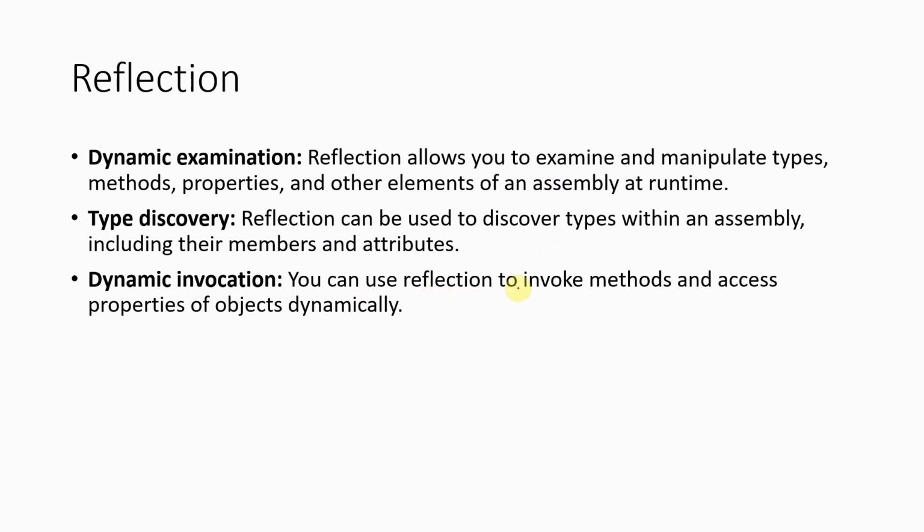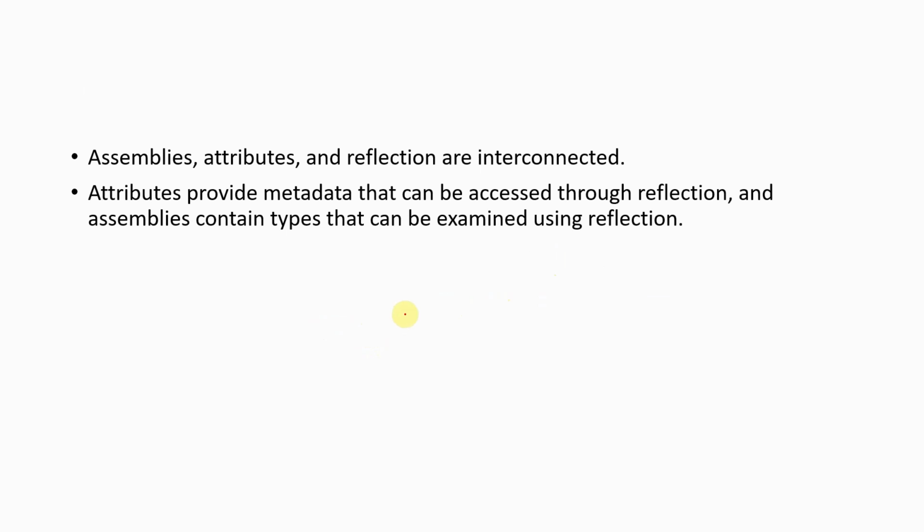By using the reflection mechanism, you can invoke the methods and access the attributes that we have injected inside the assembly file, and they can be accessed dynamically during the runtime. Assemblies, attributes and reflection are all interconnected. Attributes provide the metadata that will be accessed through the reflection, and assemblies contain the data types, that is the type metadata, which can be examined through the reflection concept.